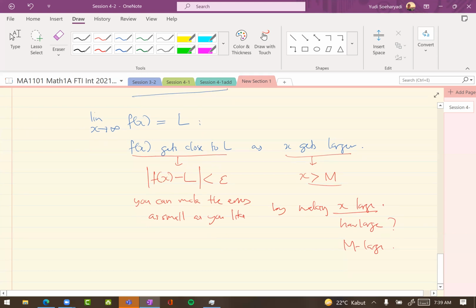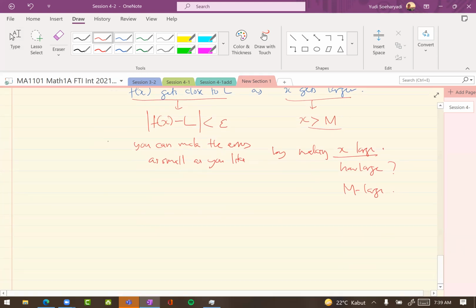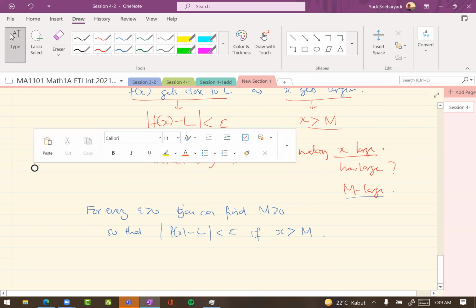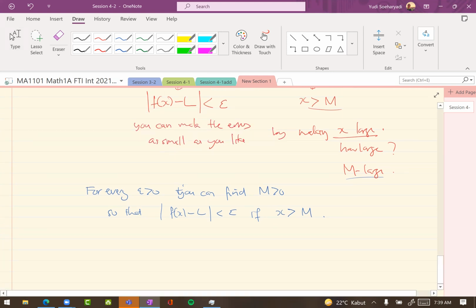So in the end, you have this definition. For every epsilon positive, you can find this M, the measure of largeness, so that the absolute value of f of x minus L is smaller than epsilon if you take x larger than this M.